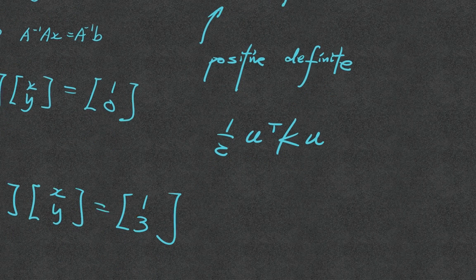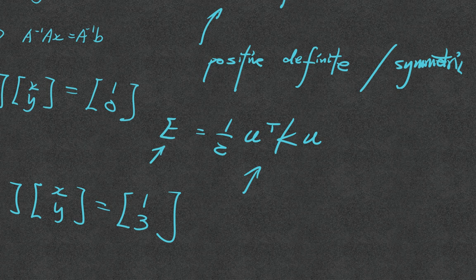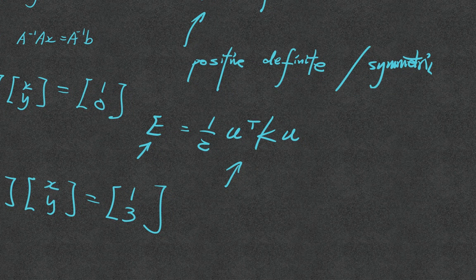What is this? This is usually energy, okay? This is actually called a quadratic form. So if K is positive definite and symmetric, then what happens to E? E would be non-negative. It could be 0, but it would not become negative. So in a lot of mechanical systems, you want to come up with a positive definite matrix.